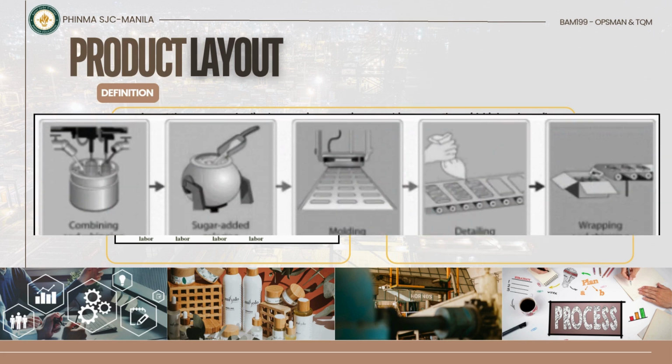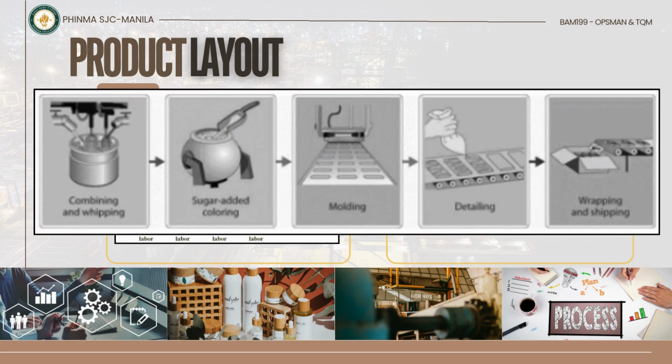Another good example is whenever a candy factory is producing candies. First, of course, they combine the ingredients, they whip the ingredients, and then they add the sugar, including the coloring. They have it molded. After that, they put some details into it if needed, and then at the latter part, of course, the wrapping and the shipping is done by the machine. So that's a straight, smooth flow of a process from raw ingredients until it's delivered as a complete, finished product.